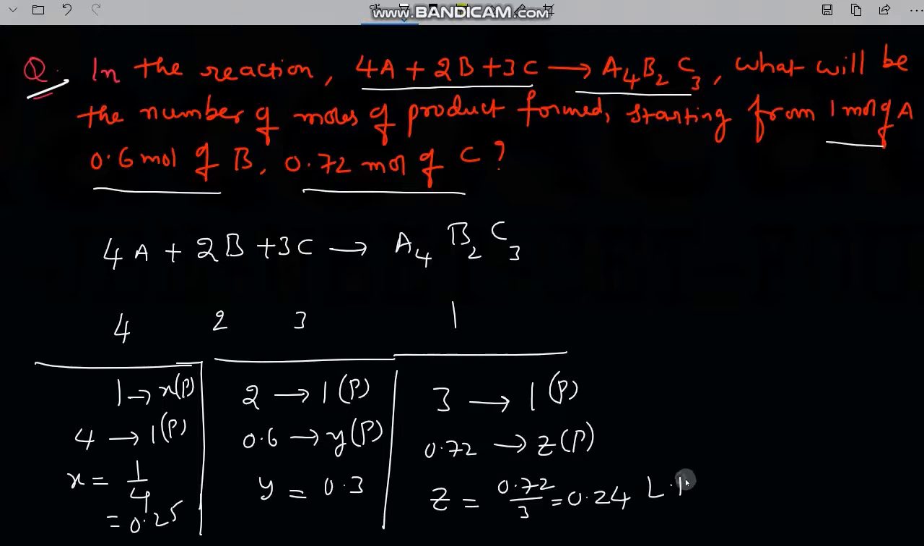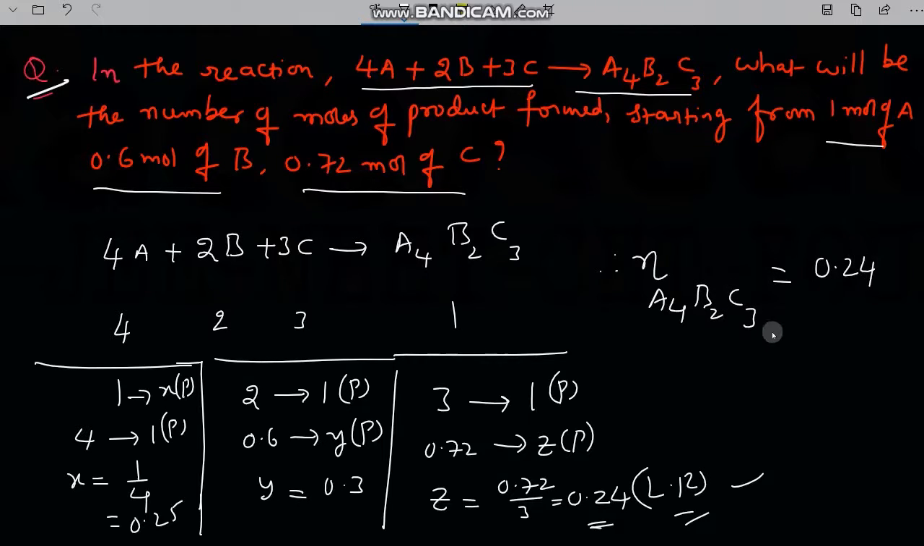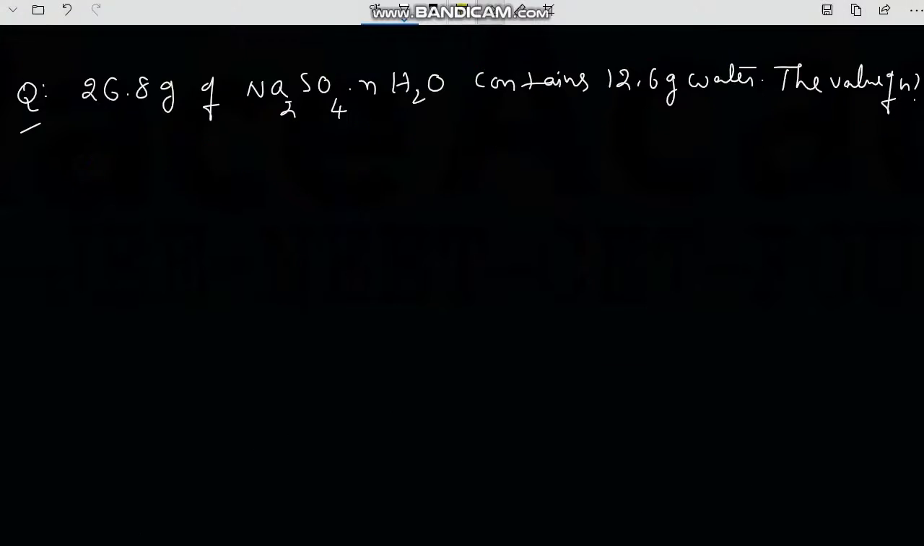So what is the limiting reagent? The limiting reagent is C. Then what is the number of moles of product formed? Therefore, the number of moles of product A4B2C3 is equal to the limiting reagent moles, 0.24. That is the answer.